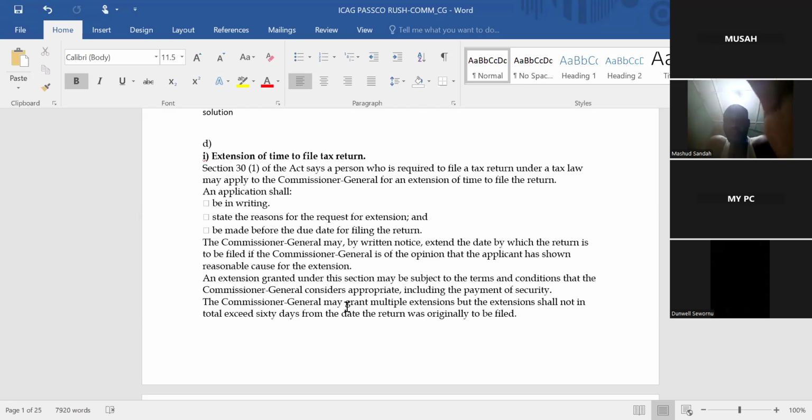But the law is clear. The law says that the multiple extension shall not in total exceed 60 days. And 60 days, we all know that will be what? 2 months. The law says that the multiple extension shall not exceed 60 days from the date the returns was originally to be filed. So you don't count the 60 days from the initial extension. You have to start counting from the original date.